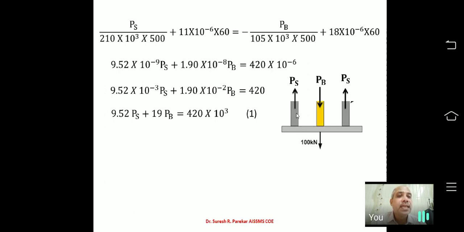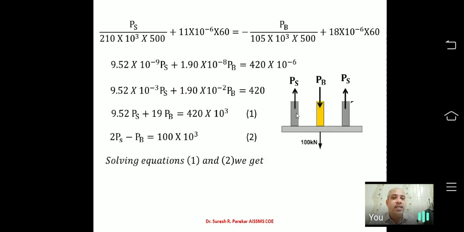If we write this for forces, then I have 2 PS minus PB minus 100 equal to 0, or I can write 2 PS minus PB equal to 100 into 10 raised to 3. You can see this. The plus or minus sign you have to decide, upward plus or downward plus, that is your choice. So 100 is downward, so it is minus on the left side. We have taken it to the right side, so it goes plus. And then you solve these two equations. By solving these two equations, I will get the value of PS and the value of PB.